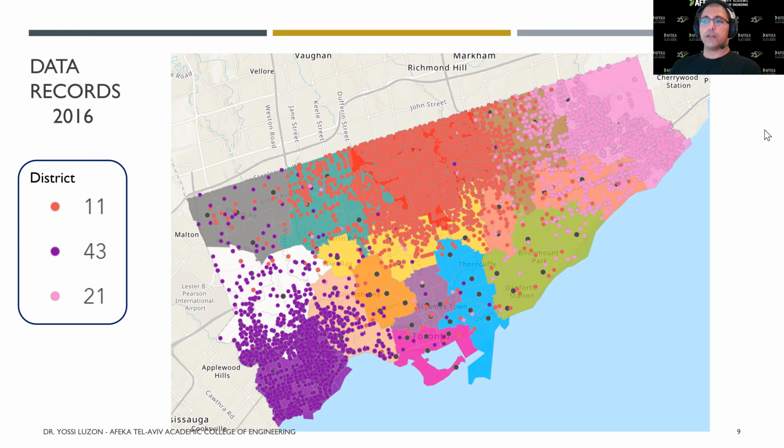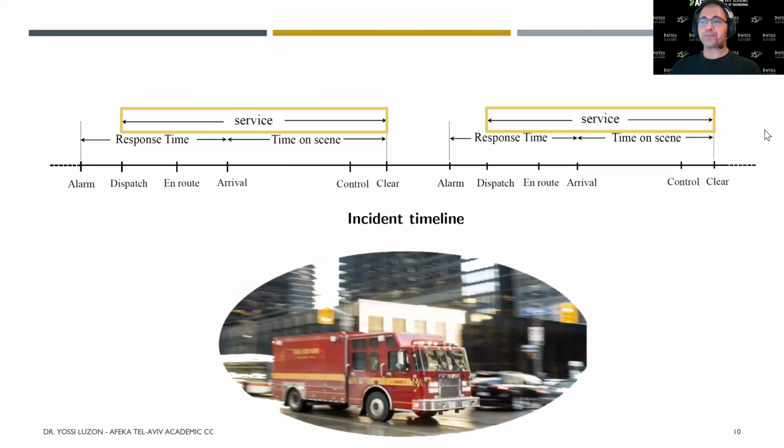We see 3 colored dots in the figure: red dots for District 11, purple for District 43, and pink ones for District 21. You can see the mutual aid phenomena in the way the dots of each district spread out of its region to different areas of the map. This means that stations are serving not only their own run areas, but other run areas as well.